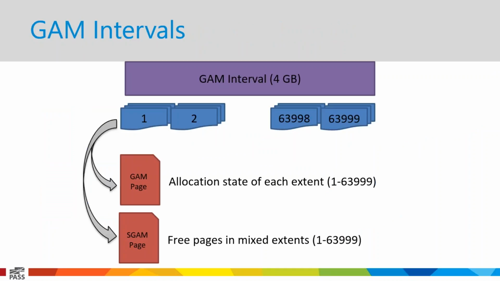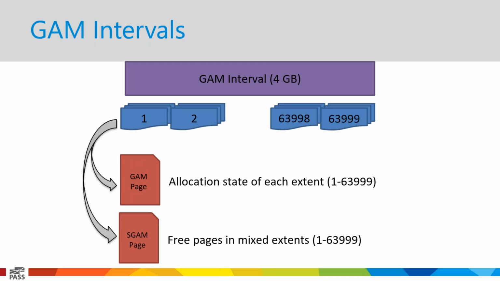Something else to know about allocation is something called a GAM interval. So a GAM interval is a 4 gigabyte section of numbered extents from 1 to 63,999. And the GAM page at the beginning of that interval keeps track of the allocation state of each extent. This feels like a real handful, so bear with me. When SQL Server is doing an allocation, it's going to look up this GAM page and identify where in the next 4 gigabytes I have an unallocated extent that I can get new data from.